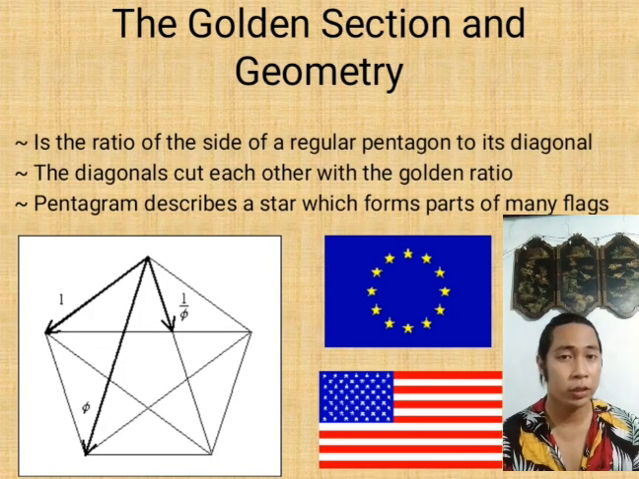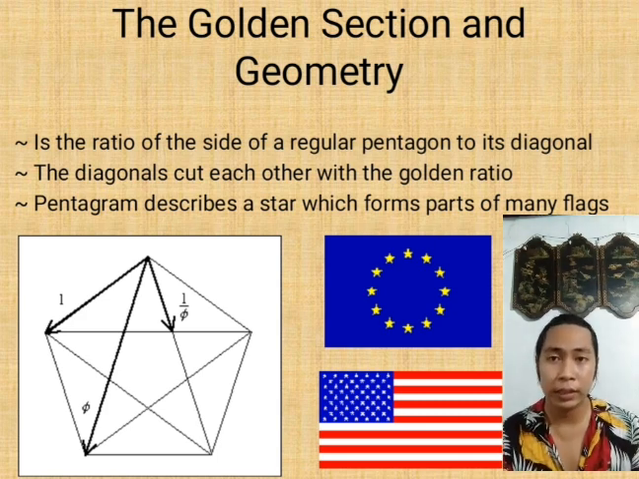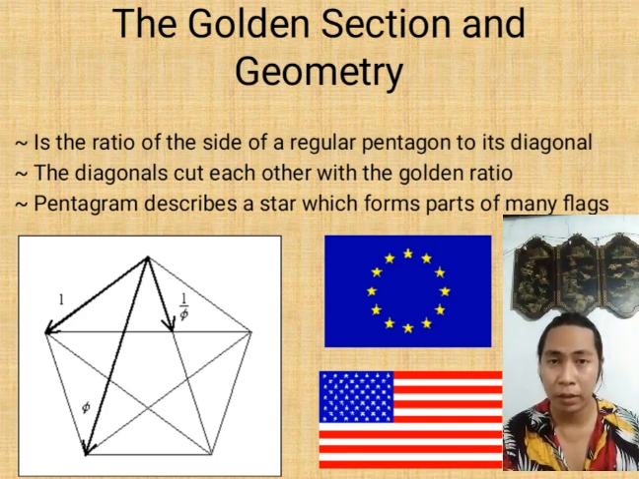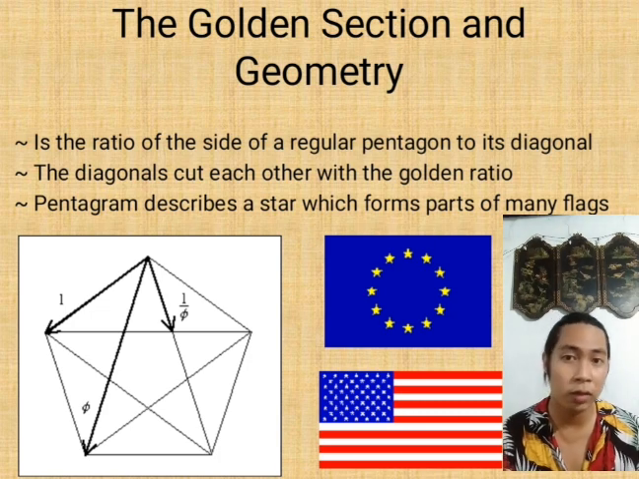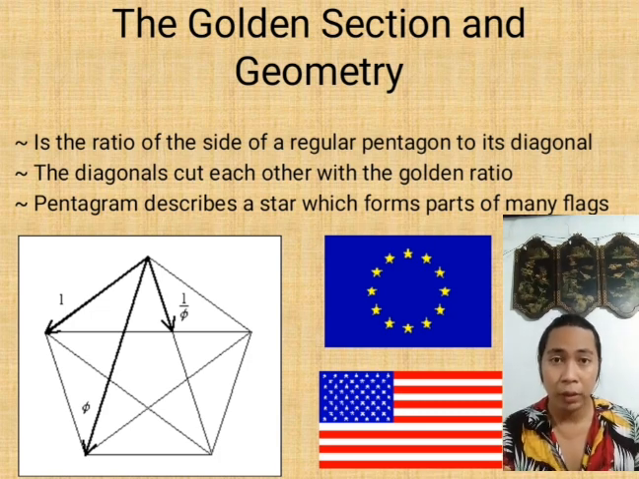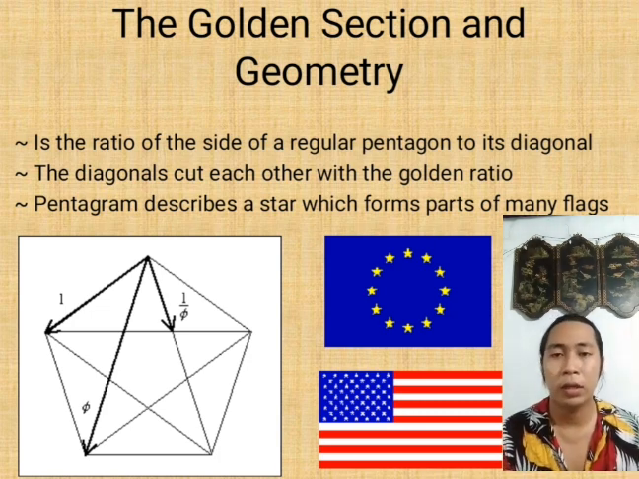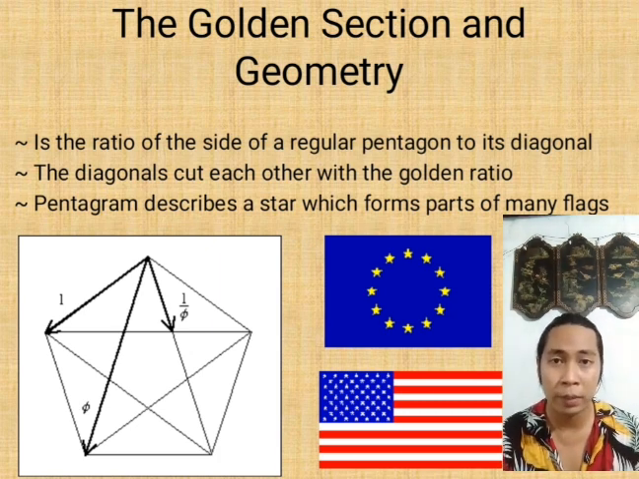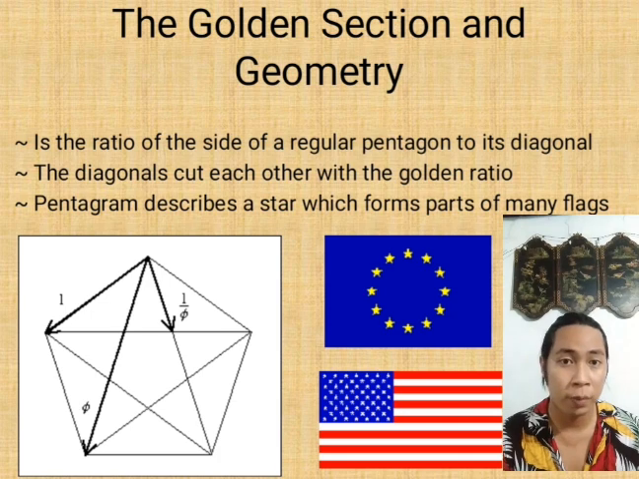The golden section in geometry is the ratio of the side of a regular pentagon to its diagonal. The diagonals cut each other with the golden ratio. The pentagram describes a star which forms part of many flags. For example, the pentagon in the European Union and United States flags.